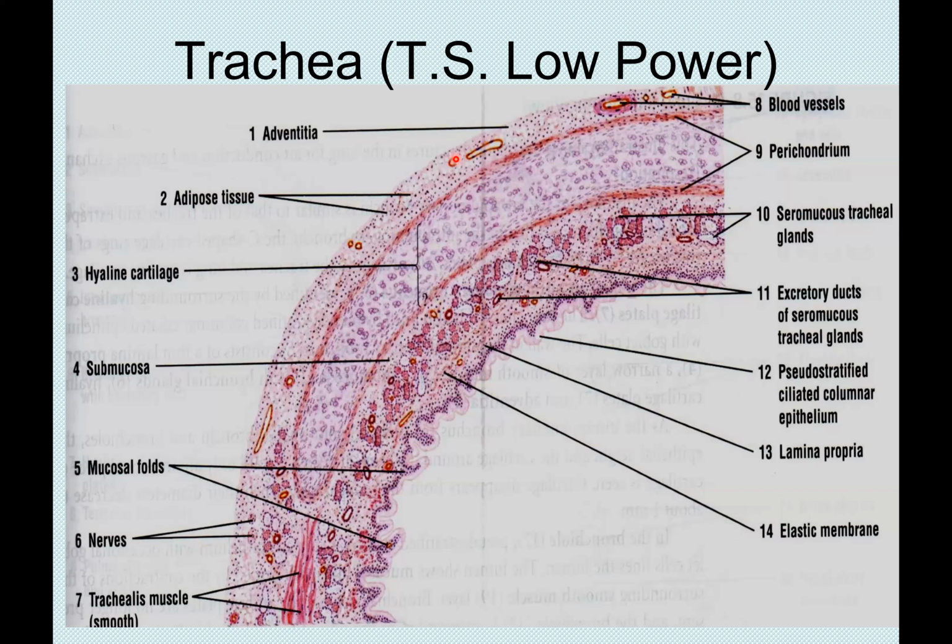Then when we move to the adventitia, the main thing you see in the adventitia is the hyaline cartilage. This is the cartilage, which is in form of C rings. They are not complete, okay? They are in form of C rings so that they will continue to open up the trachea. So the trachea is never collapsed.